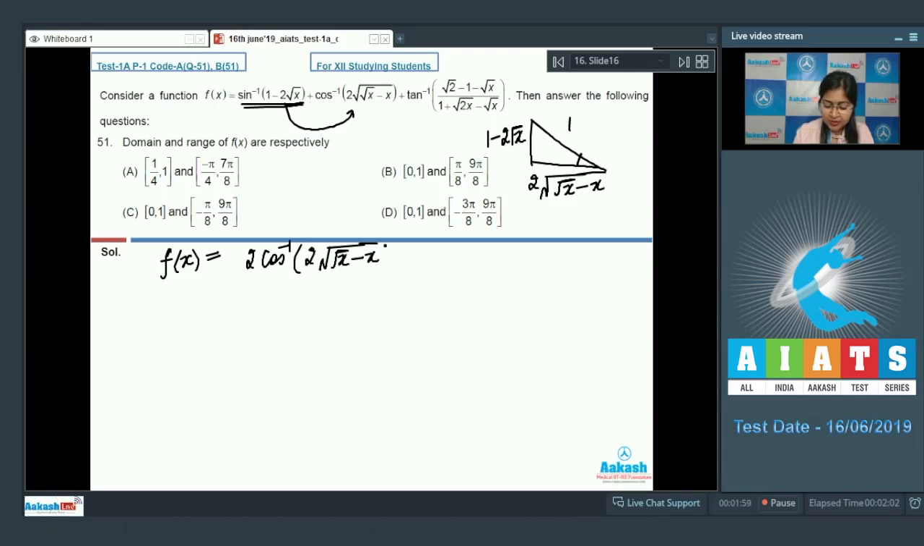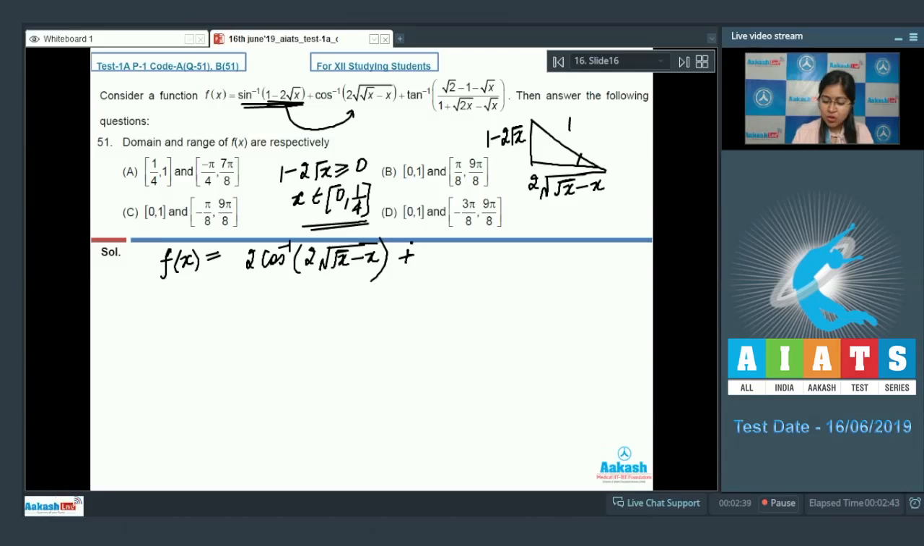But it should be taken care that this will be the case when 1 minus 2 root x is greater than or equal to 0, which means that x will belong from 0 to 1 by 4, because the domain of the function is 0 to 1. So when x goes from 0 to 1 by 4, only then 2 times cos inverse of this thing will be obtained, and in the other cases it will be minus of cos inverse of this thing. So these two terms will get cancelled.